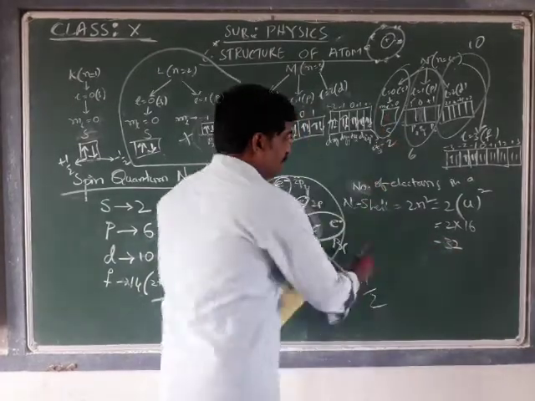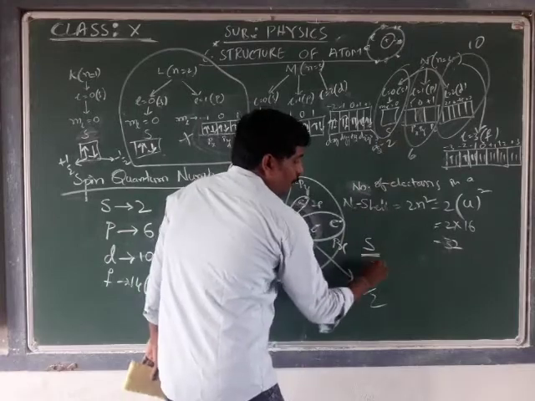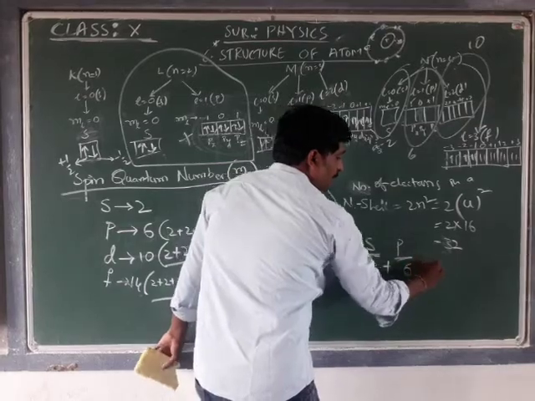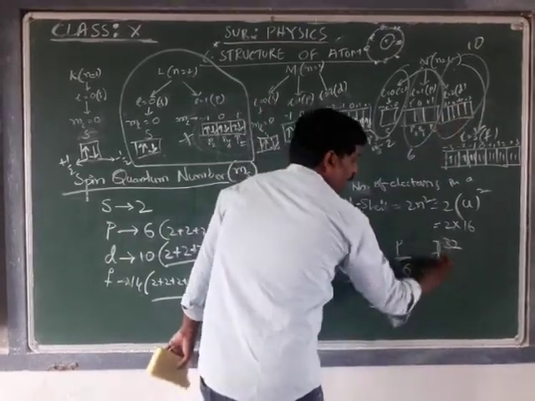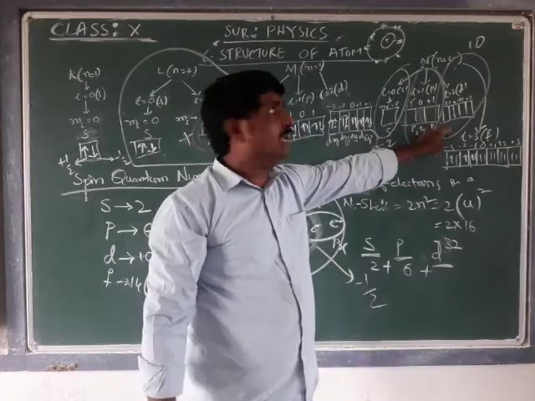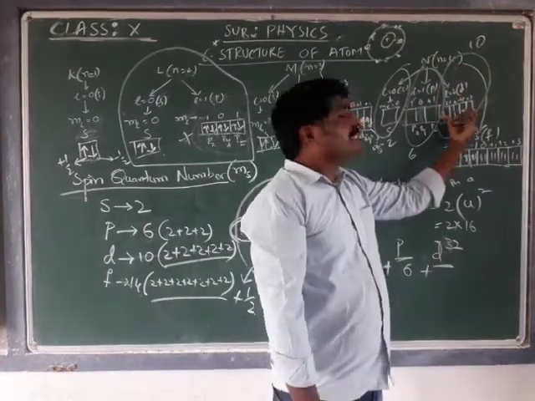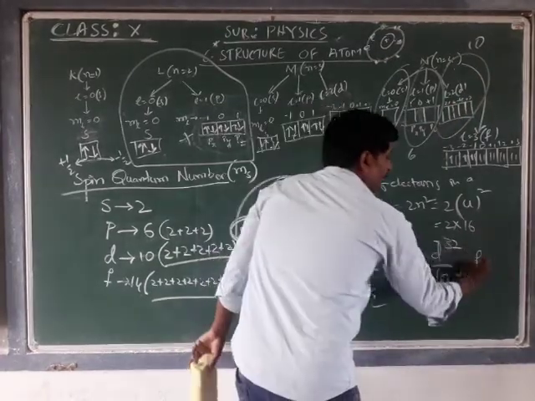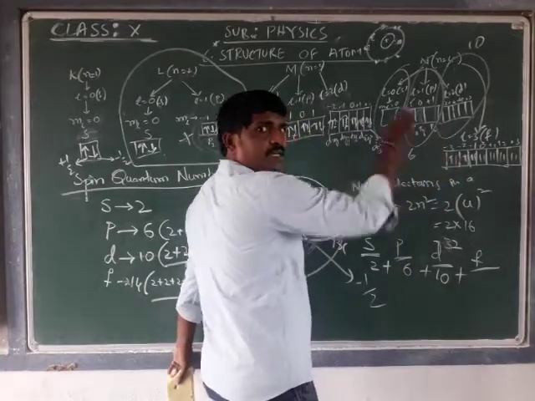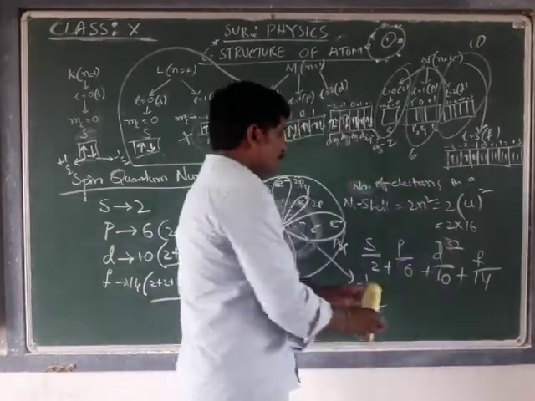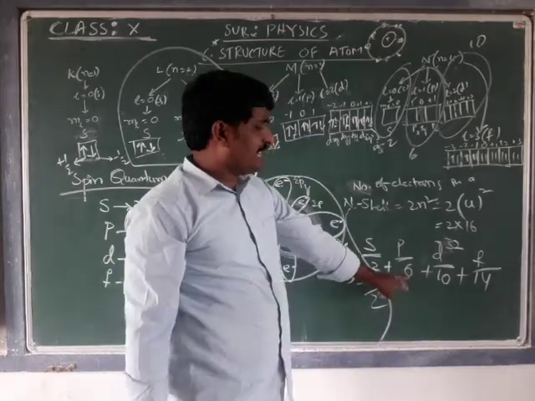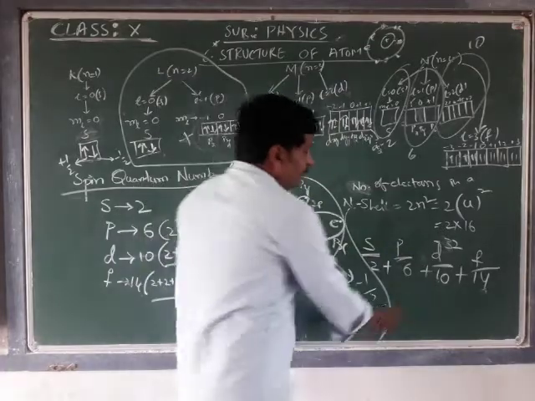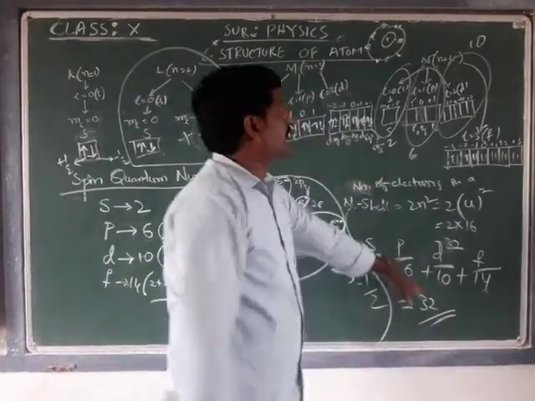In the S subshell we can have 2 electrons, plus in the P subshell 6 electrons, plus in the D subshell how many electrons? 10, because it is oriented in 5 ways. 10 electrons it can have maximum. Plus in the F subshell 14 electrons, because it is oriented in 7 ways. 2 plus 6 is 8, 8 plus 10 is 18, 18 plus 14 is equal to 32. So 32 electrons can be filled.